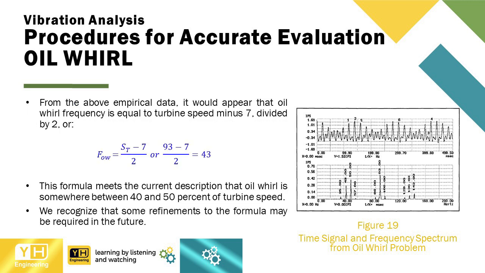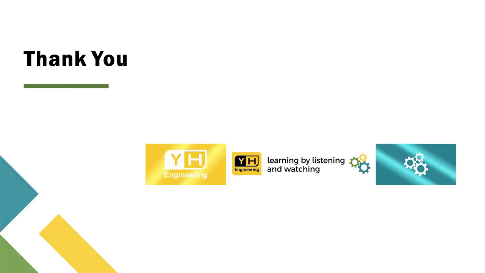From the above empirical data, it would appear that oil whirl frequency is equal to turbine speed minus 7, divided by 2, or oil whirl frequency equals (93 minus 7) divided by 2, equals 43. This formula meets the current description that oil whirl is somewhere between 40 and 50% of turbine speed. We recognize that some refinements to the formula may be required in the future.